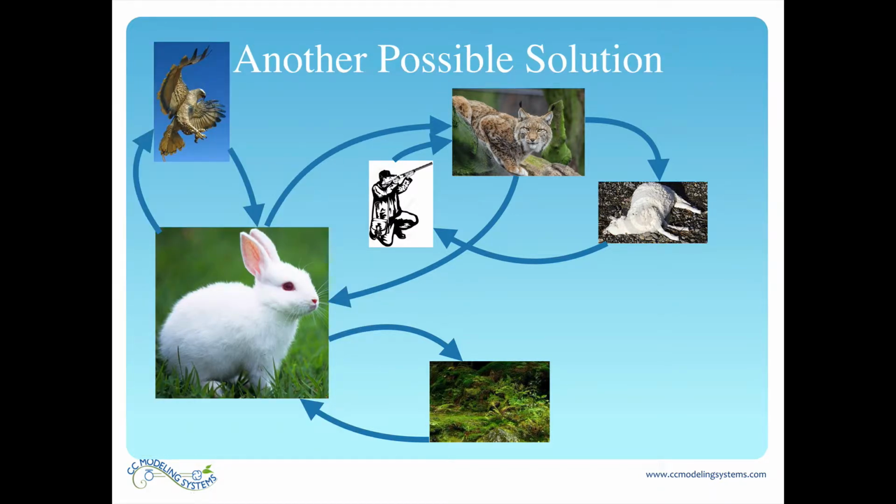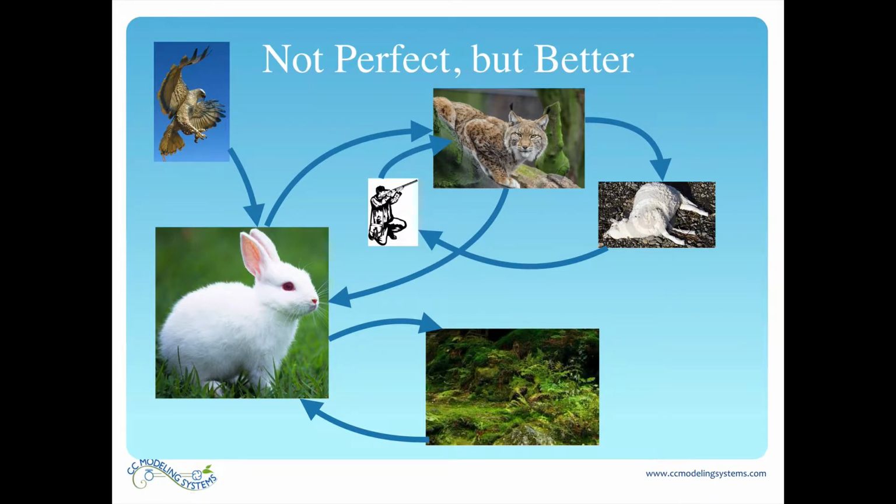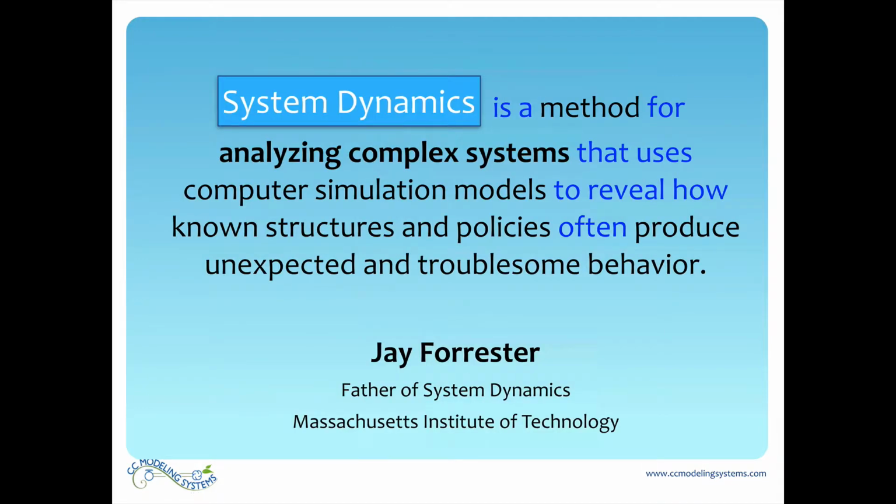A potential solution is to introduce another predator for the prey, which may allow the system to reach a new balance, which could be acceptable. So how can system dynamics help? System dynamics provides us a method for analyzing these complex systems.